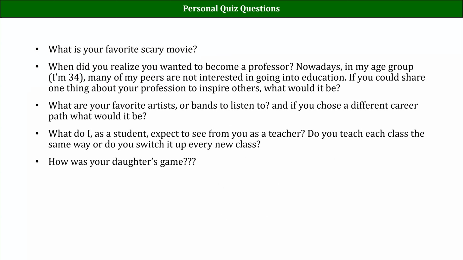So just as our icebreaker, to get us thinking about things, I picked a couple of random quiz questions. Somebody asked about their favorite scary movie. I'm old school when it comes to scary movies. I like John Carpenter's The Thing, and I like Alien. Those are my favorite scary movies. If we're going in the last decade, I'd say Get Out. I think Get Out is a fantastic movie.